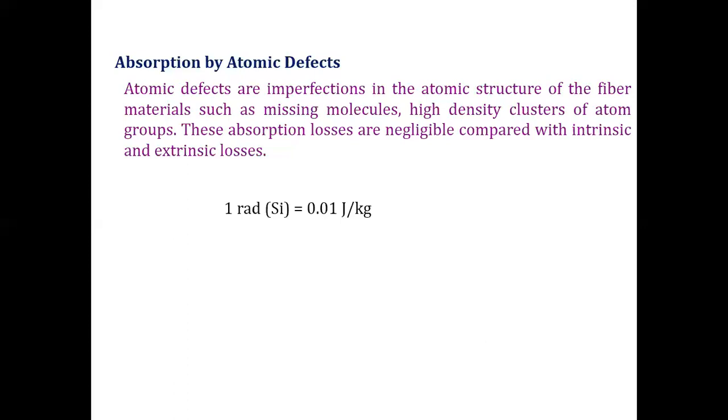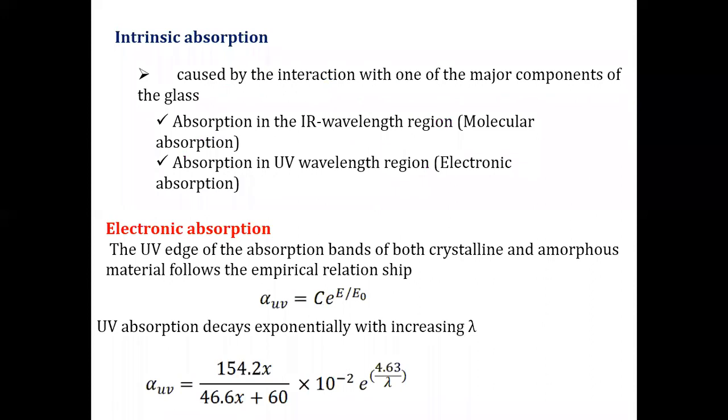Here the total dose a material receives is expressed in rad for silicon. This is the unit for measuring the radiation absorbed in bulk silicon. One rad for silicon is equal to 0.01 joule per kg. So the next one is intrinsic absorption.